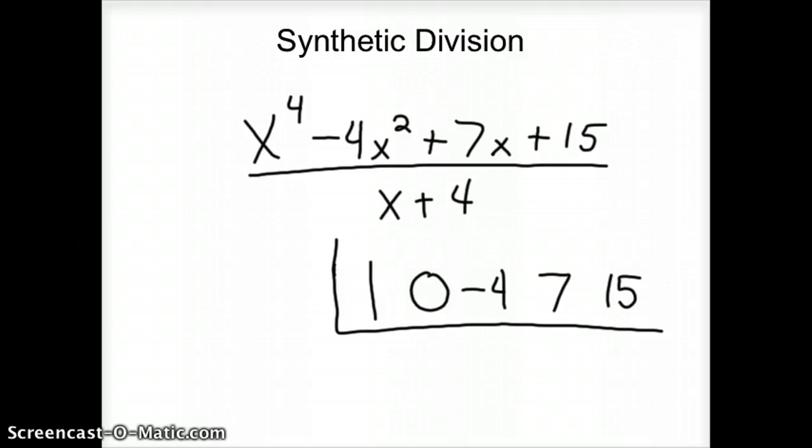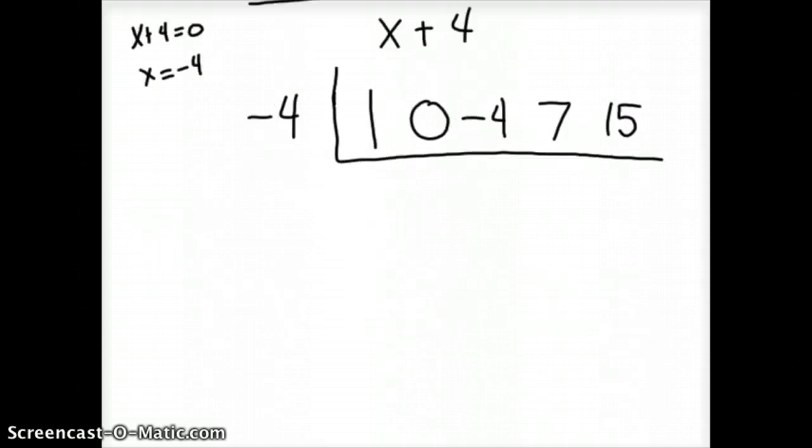And then you've got to think about the roots of a polynomial. So x plus 4, if that were equal to 0, my root would be -4. And that's what we're going to divide by, that root. To do this, it's really kind of nice. You just bring down the 1, so we'll bring it straight down.